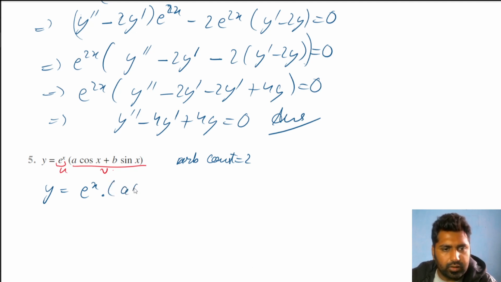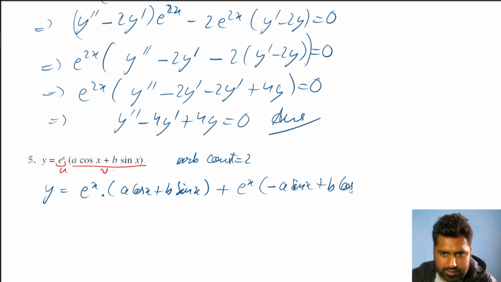And this a cos x plus b sin x as it is, plus this time e raised to power x as it is, and differentiation of a cos x and b sin x. So minus a sin x plus b cos x. This whole expression is y. You can see this is same, so I can say this is y dash.